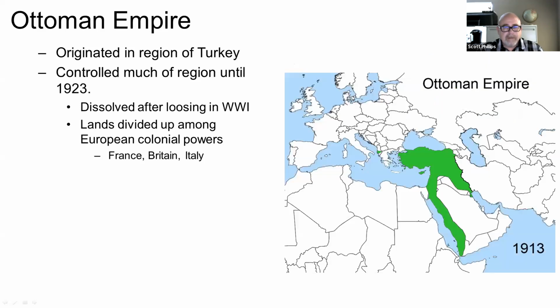However, it did lose some of that territory over time. However, before World War I in the 1920s, it was still a decent-sized empire. It included what's now Turkey, countries like Iraq, Syria, Lebanon, Israel, parts of Saudi Arabia, a pretty big area. However, it was on the losing end. It fought in World War I and was on the losing end. And much of this territory in green here ended up being divided among colonial powers like France and Britain and Italy.